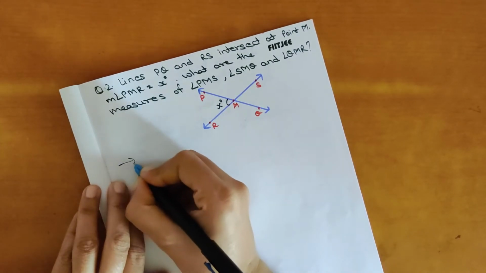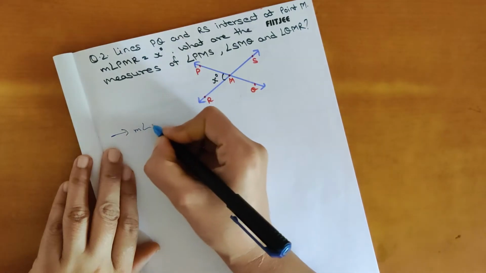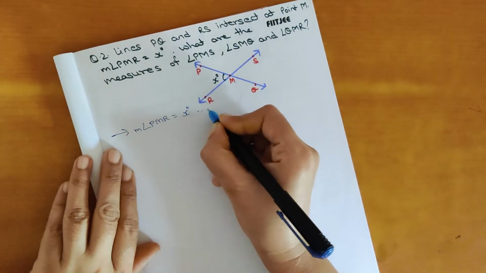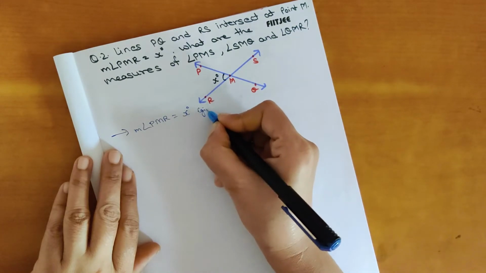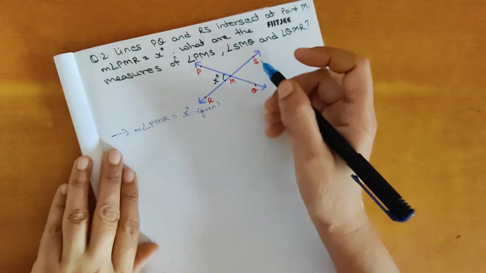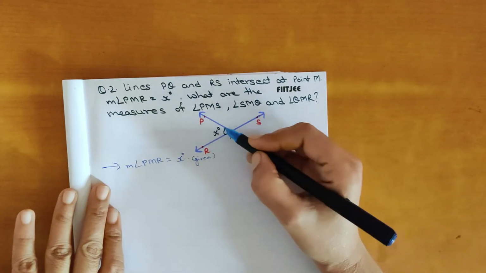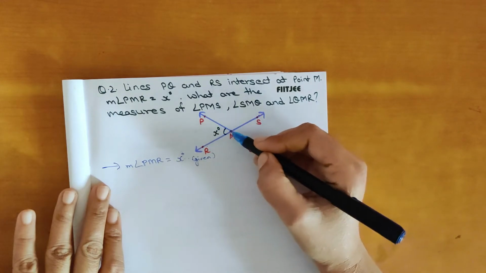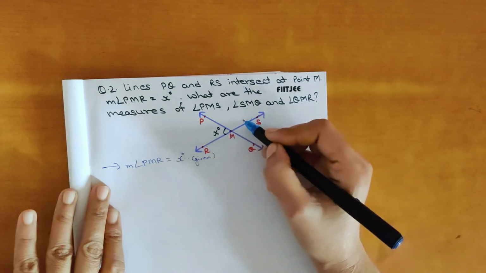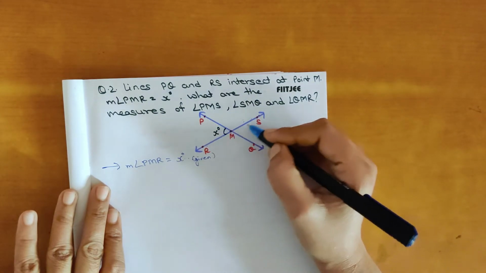So how we will solve? What is given? This angle is given. So measure of angle PMR is equal to x degrees. This is given. Okay, we can write given. And now, we know that this line, if you see, angle PMR and angle PMS, they are angles in the linear pair. So we will get the value of measure of angle PMS.